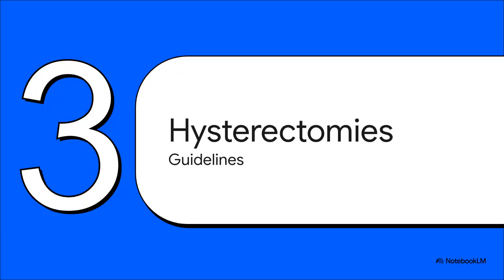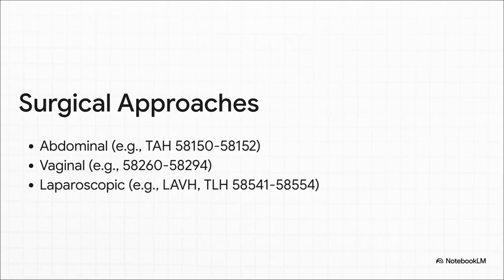All right, Section 3 brings us to hysterectomy guidelines. Honestly, we are now entering one of the most heavily tested areas on your entire exam. Okay, so the very first step in coding any hysterectomy is isolating the surgeon's exact approach. Did they go through the abdomen? That'd be a total abdominal hysterectomy. Or was it a vaginal approach? Maybe it was laparoscopic, like an LAVH or a total laparoscopic hysterectomy. That single detail completely dictates your code family.